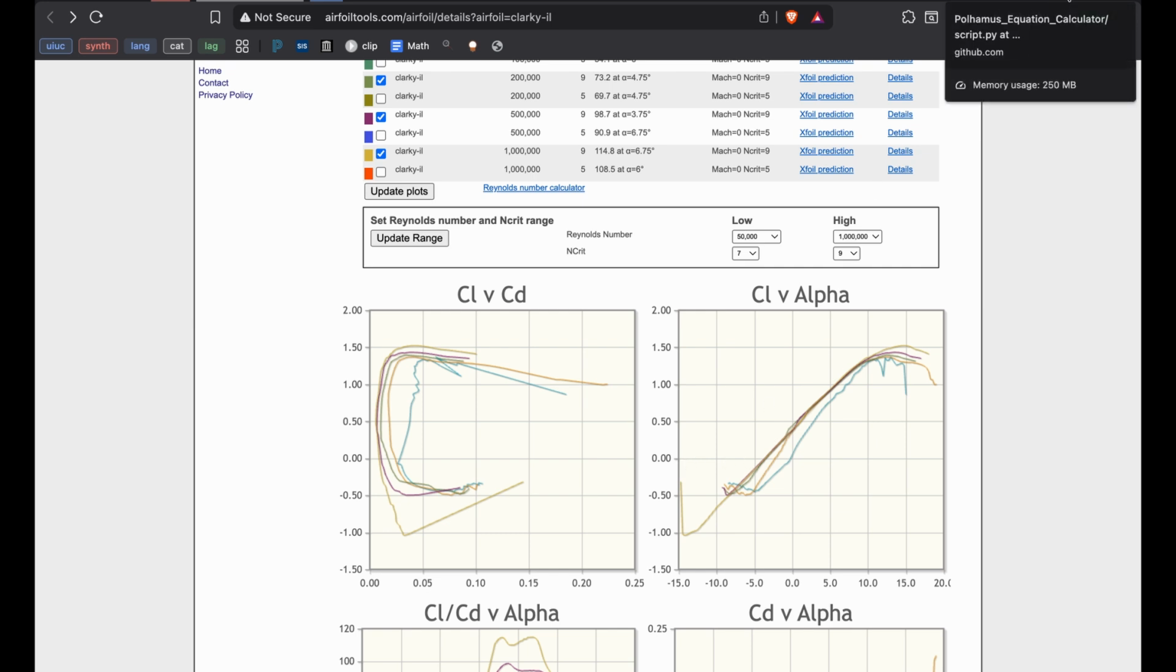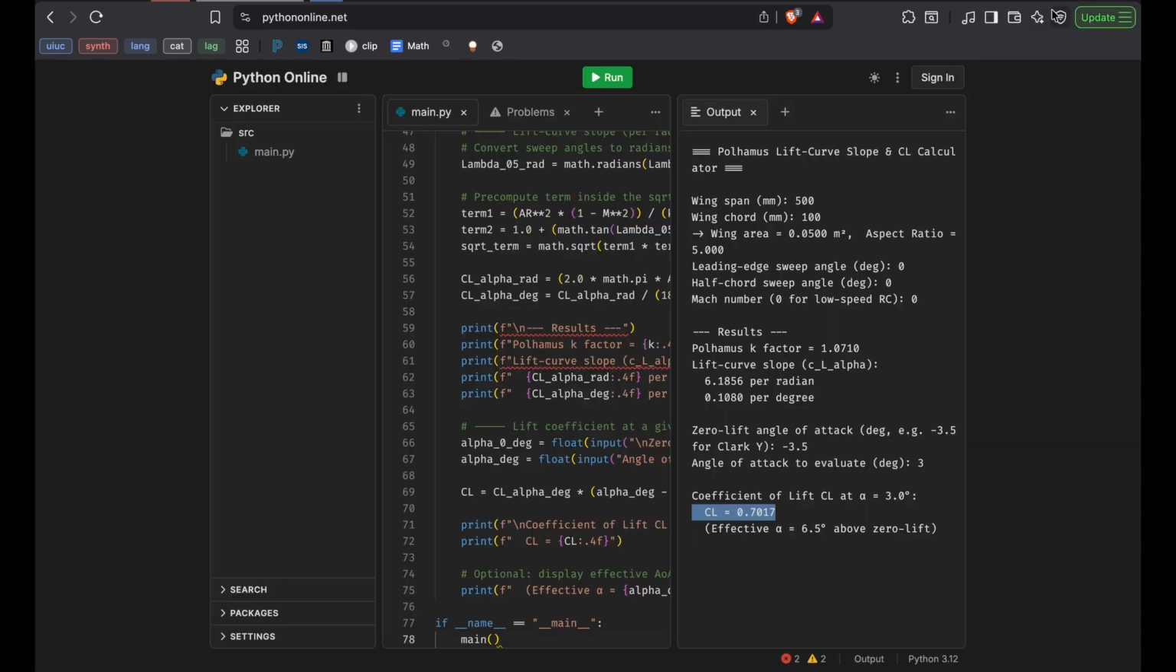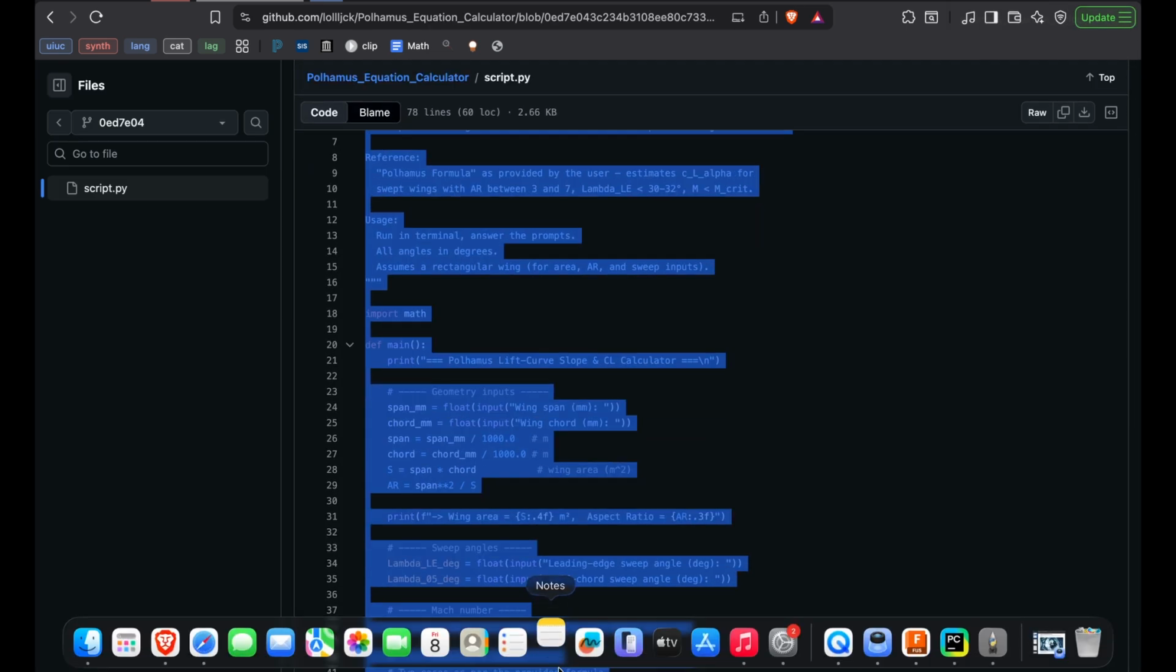And so this is how you can estimate. I must emphasize that it's not completely accurate, but it is a very good estimate of a coefficient of lift without even doing much math. You're just inputting values because this code handles all the math for you.